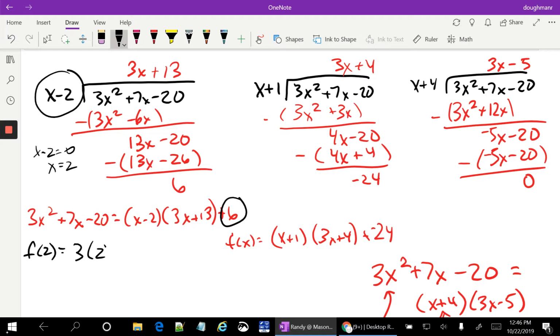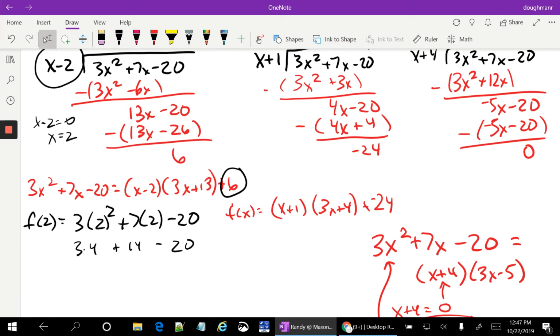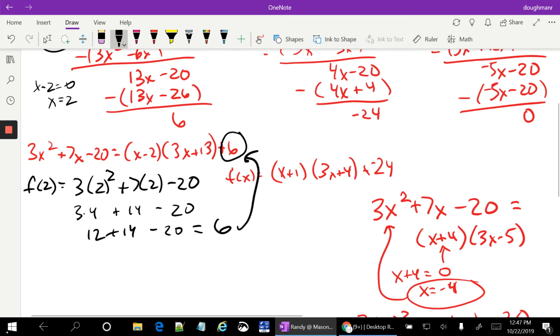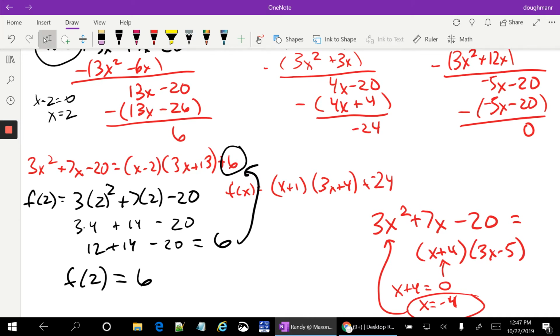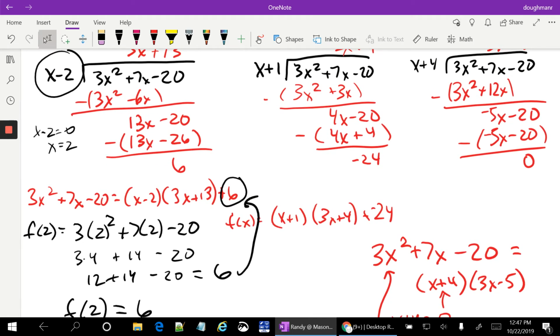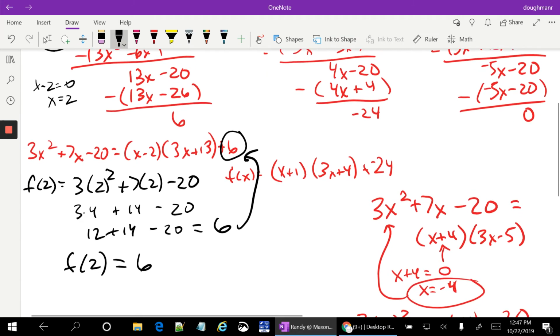So I got 3 times 2 squared plus 7 times 2 minus 20. So that's 3 times 4 plus 14 minus 20. That's 12 plus 14 minus 20. 26 minus 20 equals 6. Does that look familiar? So f of 2 equals 6. So instead of doing all that long division, I could have just checked and said, hey, I wonder if that's a 0, and put in 2.